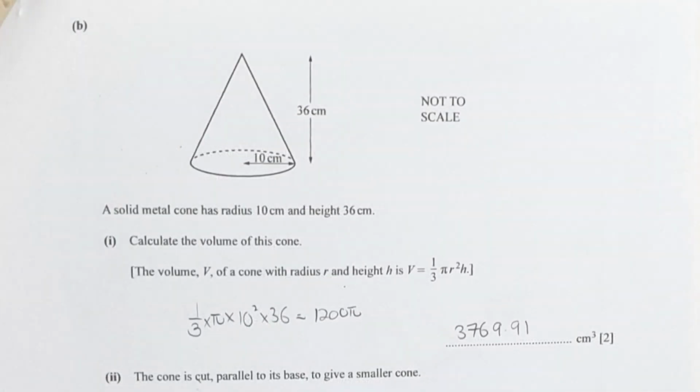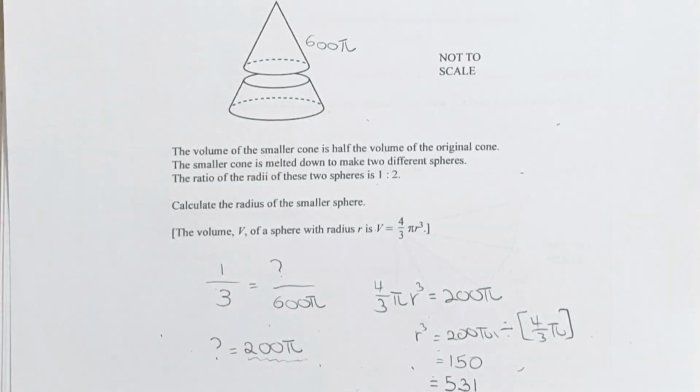Question B, pretty straightforward for part 1. Just substitute all the information in. You should get it as 1200 pi, which is equivalent to 3769.91. For part 2, they say the smaller cone is half the volume of the original cone. Half here, if you were to take 3769.91, you will have a lot of decimals.